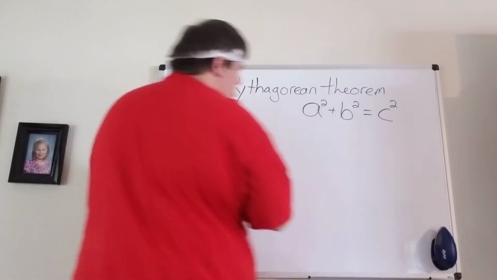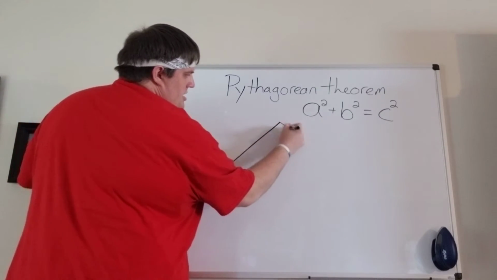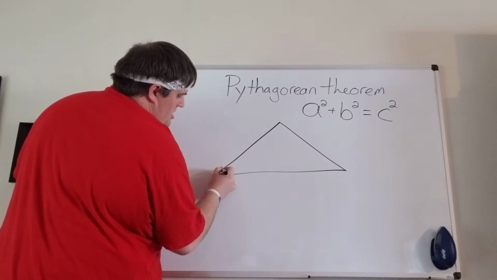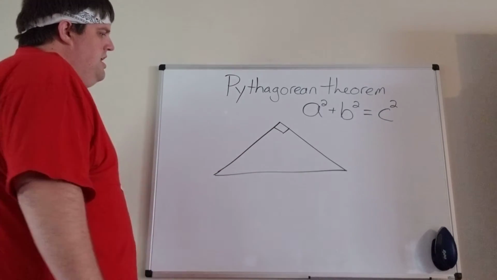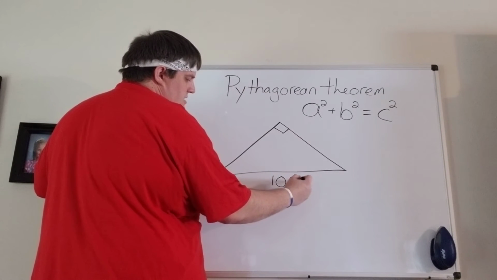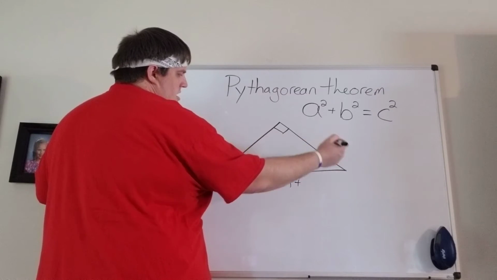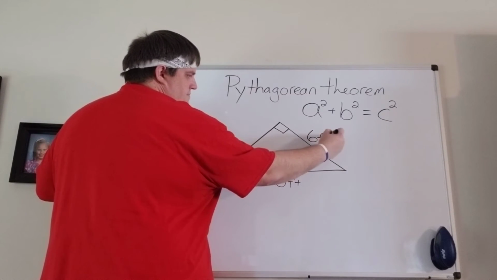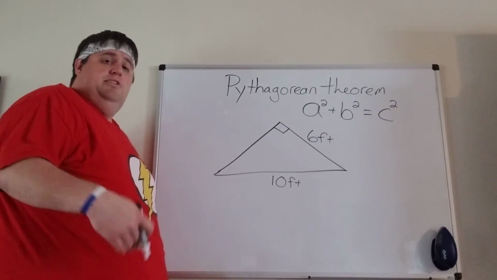All right, let's try one. Let's say I have this triangle. It's a right angle. And I know that this side over here is 10 feet. And I know that this side over here is 6 feet. All right, still a right triangle.